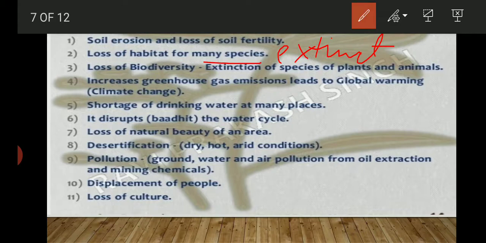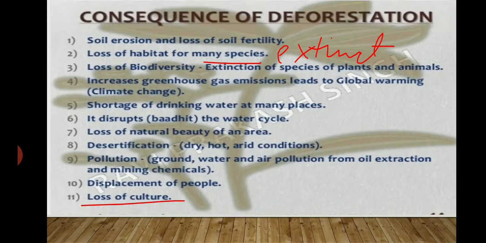Desertification. Dry, hot, arid conditions lead to desertification. Pollution: groundwater, air pollution, soil pollution, all types of pollution will be increased because of deforestation. Displacement of people. For many tribal people, forest is their home, so they live in the forest, they use the forest products, and if there is no forest, these people have to migrate from their native place to another place, and sometimes we also lose the culture of tribal people.